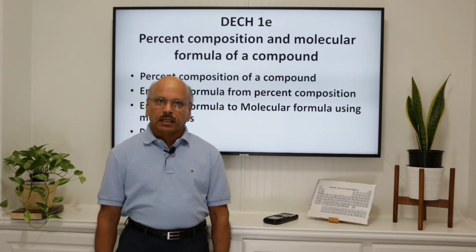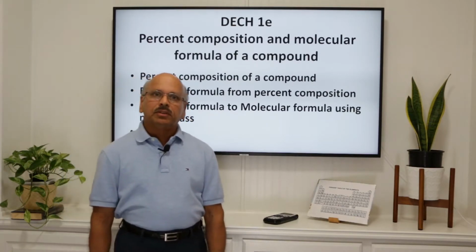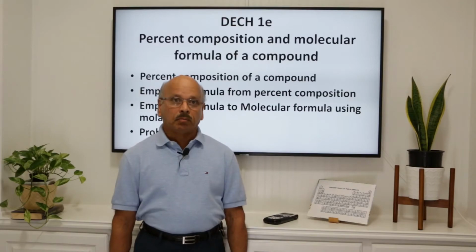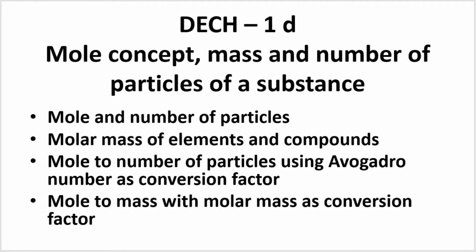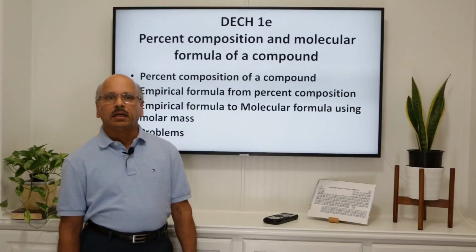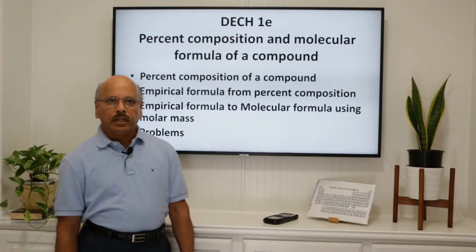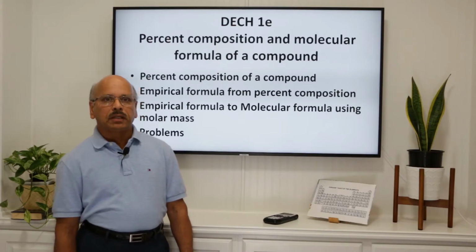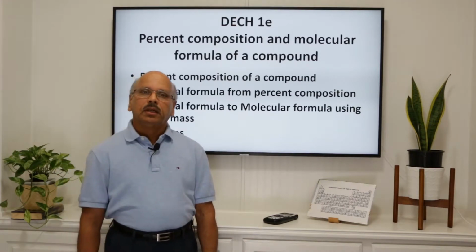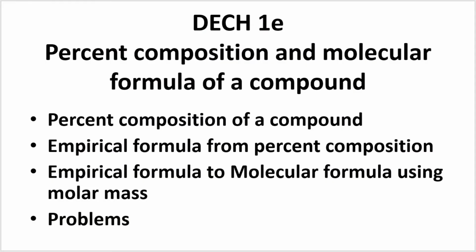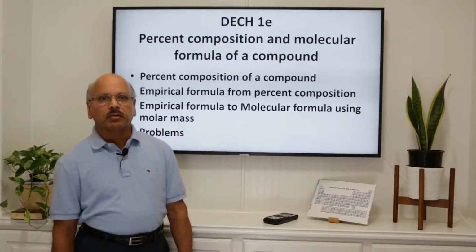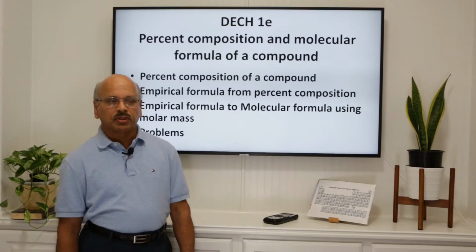In the last class, we discussed mole concept, conversion between mole, number of particles and mass of substance, role of Avogadro number, molar mass as conversion factors. Today, we will discuss percent composition of a compound, conversion of percent composition to empirical formula, conversion of empirical formula to molecular formula, and then problems based upon these concepts.